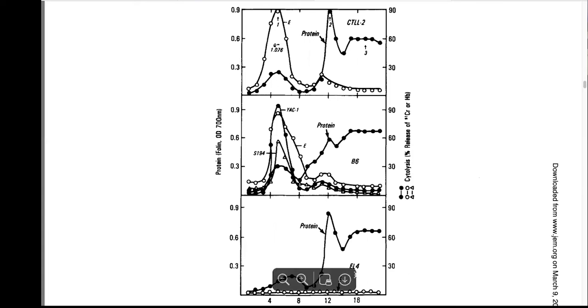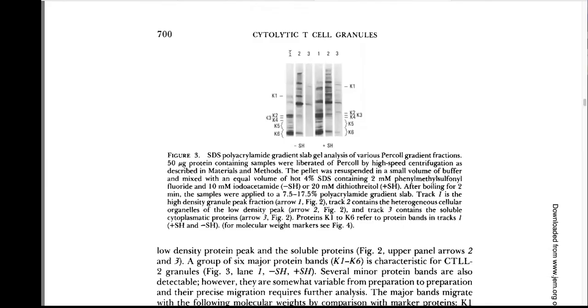And now here with EL4, there is no cytotoxicity. There are no fractions that are cytotoxic onto the E rosettes, onto the sheep erythrocytes. So in figure 3, as I said, those peaks 1, 2, and 3, and this is non-reducing conditions, and this is reducing conditions.